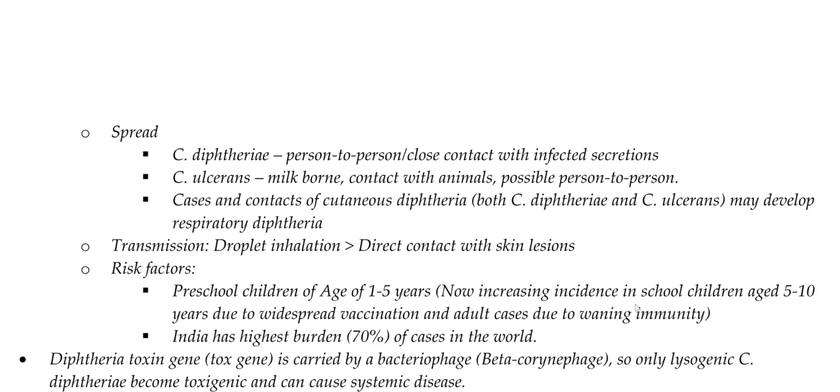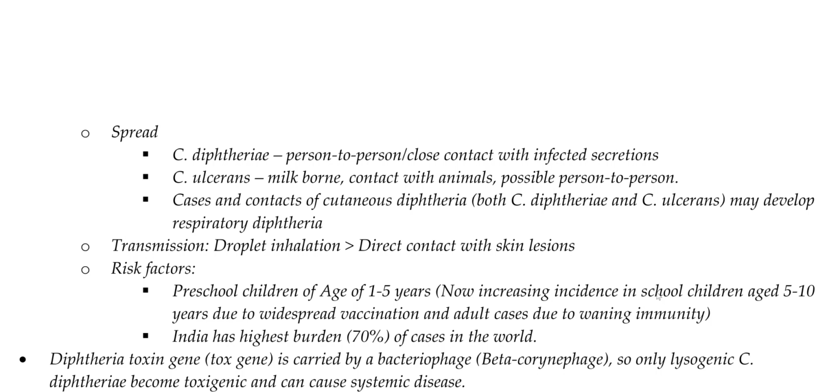Now, what are the risk factors? Earlier it was involving preschool children, usually aged 1 to 5 years. But nowadays we are seeing that incidence has increased in school age children, that is 5 to 10 years of age, because of widespread vaccination. This 1 to 5 year age group is immune, and now infection is shifting to 5 to 10 years, and adults due to waning immunity over the years. And India has the highest burden of diphtheria, that is 70% of cases in the world.